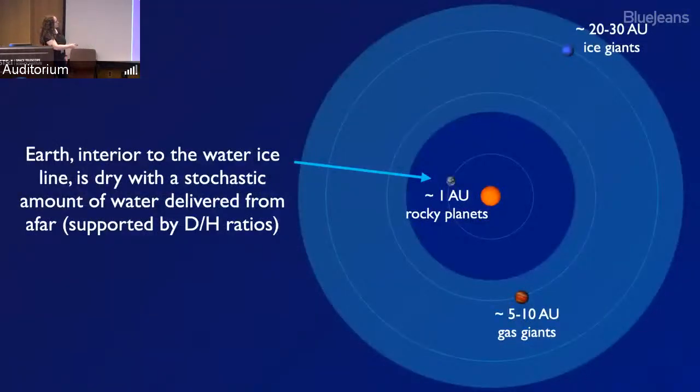Okay. So if we go back to this picture again, Earth is interior to the water ice line. We're very dry. We have very little water, but we have a little bit of water that was delivered from afar. This is supported by D to H ratios of water on Earth, indicating that it came from the outer solar system. But already we're seeing some stochasticity in here, right? If you look at models that people have made of how much water you're going to end up with on these planets, it actually varies dramatically from system to system, because you're bringing this little bit of a veneer of water from the outside, and how much you get has a lot of randomness in it.